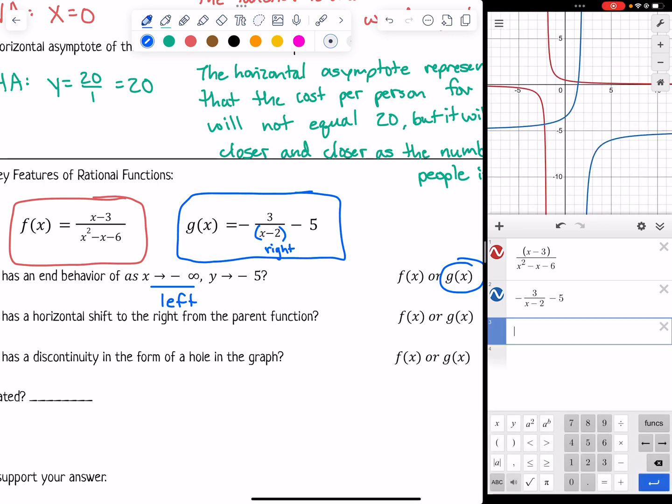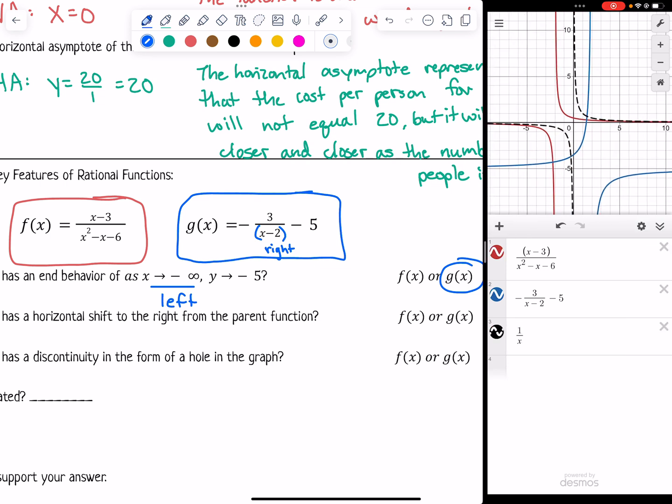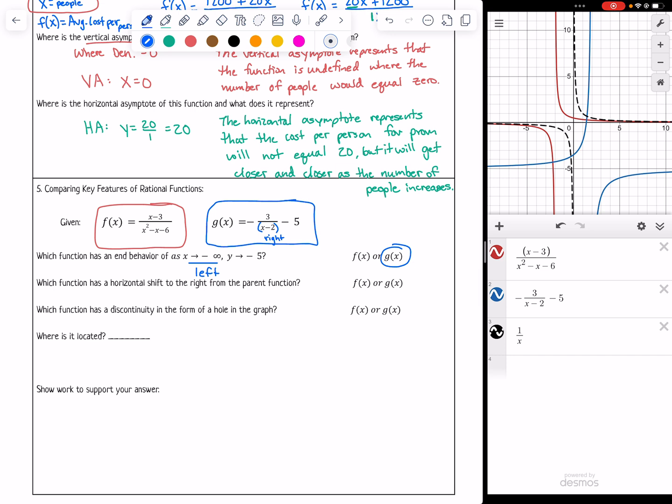Your parent function is just the basic rational function of 1 over x. Let me see if I can make it show up like, let's see. There you go. I'm going to make it look more dashed. So that's not really the one we're looking at right now. But from the parent function, I can see the blue one went to the right, the red one went to the left. And so the blue one was still g of x. So that was still the one I would choose for that part.